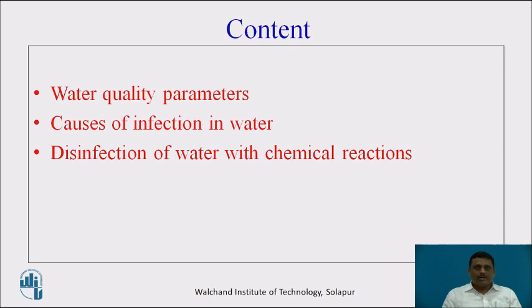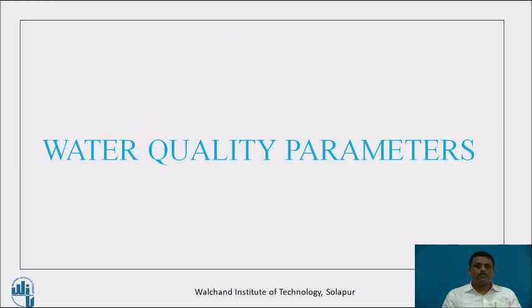This is the content we are going to learn in this session. First, we will learn what we mean by water quality parameters. Then we will learn what the causes of infection in water are, how water becomes infected. And third, we'll see how infection in water can be removed by using different disinfectants, that is, disinfection of water with chemical reactions. So first we'll learn what water quality parameters are.